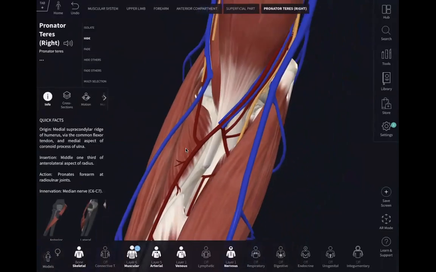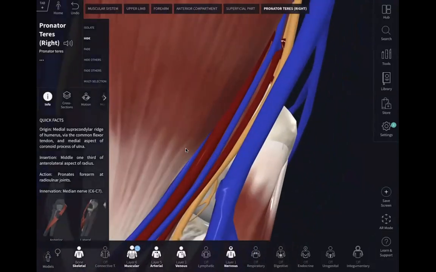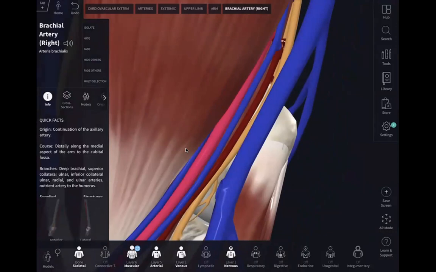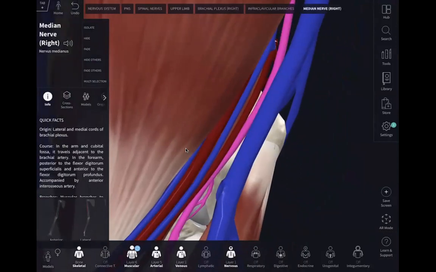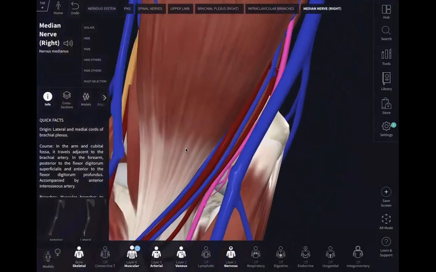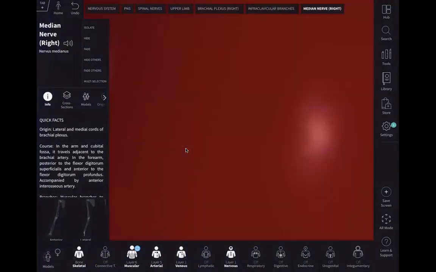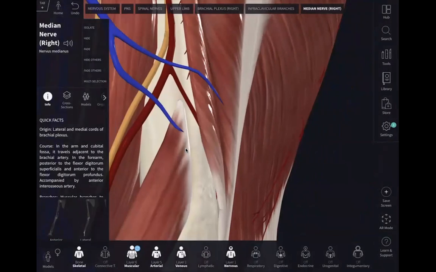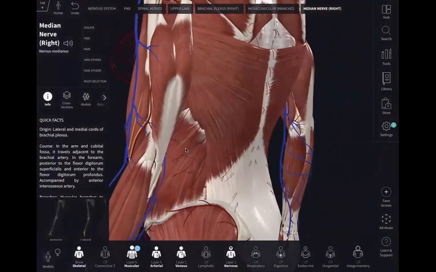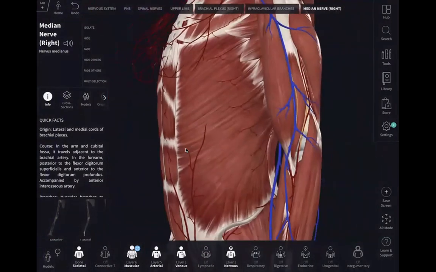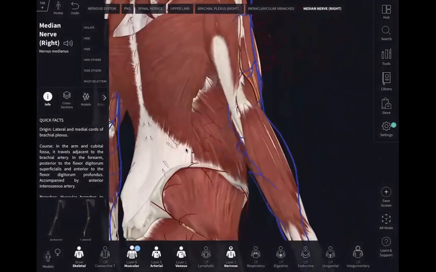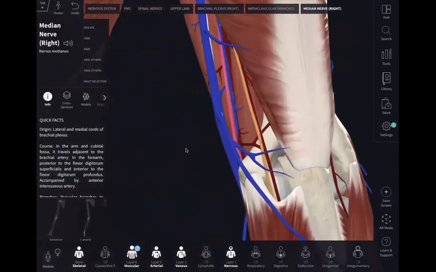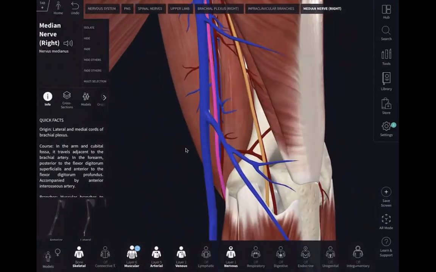Let's see if we can hide this muscle. So this is our brachial artery. Along with the brachial artery, what are the nerves we have? This is our median nerve, right? I have shown you the median nerve. This is our median nerve.